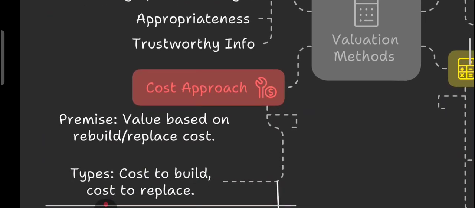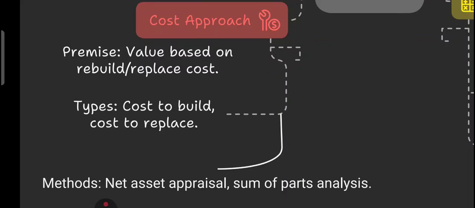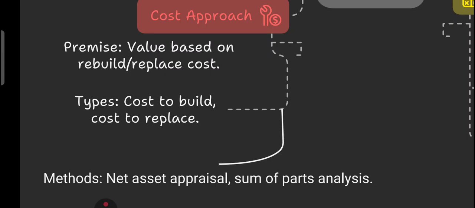Then we have the cost approach. What is the cost approach? As I told you earlier, it is based on the cost to rebuild or replace the asset, and it is for asset intensive businesses. Suppose I have a huge building and I want to rebuild or replace it. How much would it cost me? That is the cost approach. This is how the valuation is done. It is perfect for valuing tangible assets, where rebuilding is a realistic option. So the cost approach is helpful.